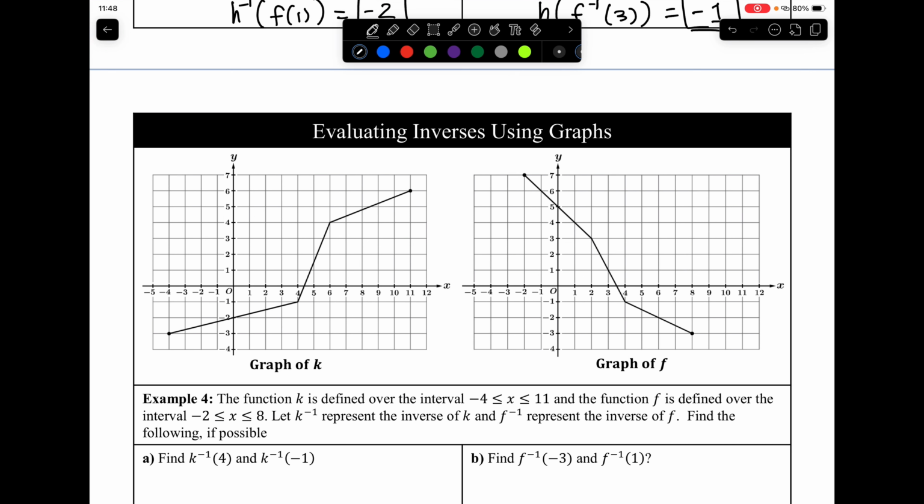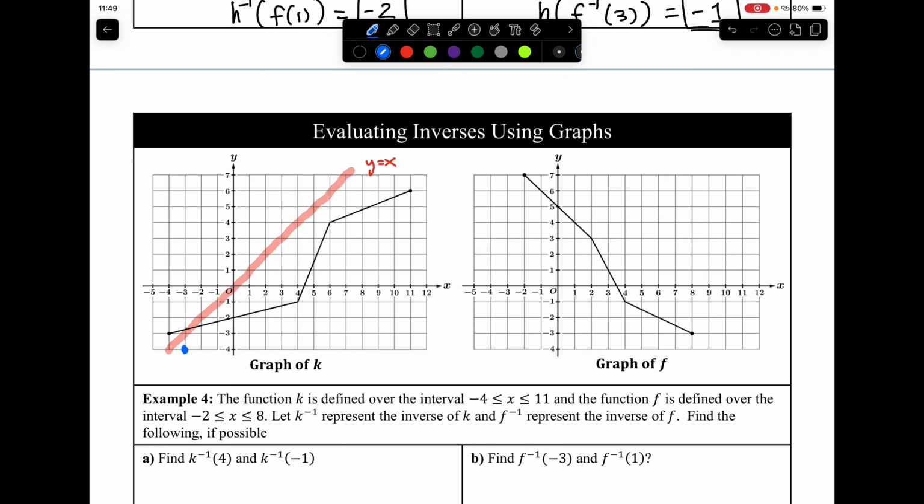So how do we do this with graphs? Well, with graphs, recall what I mentioned earlier, that the inverse is going to be a reflection of this function across the line y equals x, which is simply going to flip all the x and y values. So let me graph the inverse in blue. Starting off with this point here, which is at -4 for x and -3 for y, that's going to flip to -3, -4. So that's going to put that point right there.